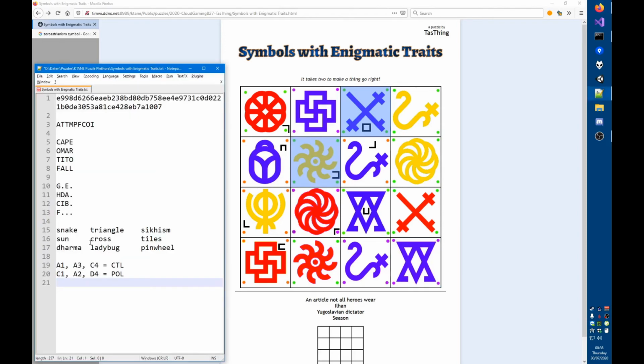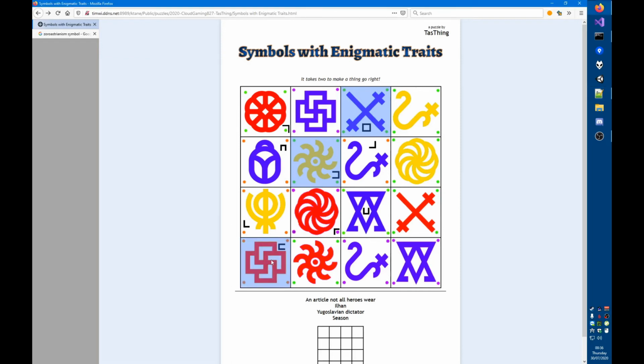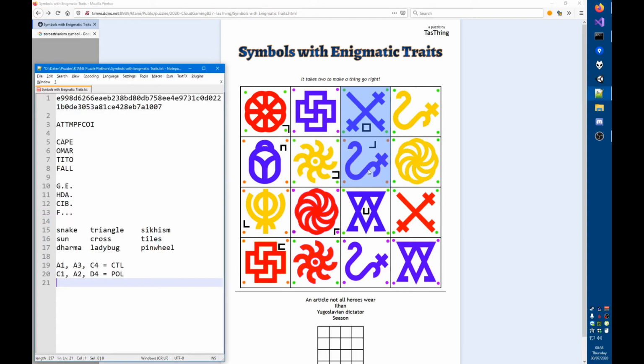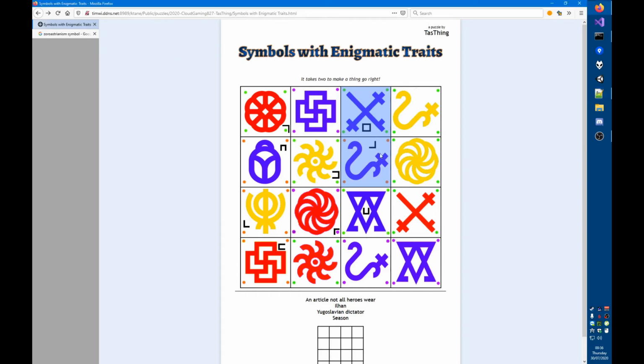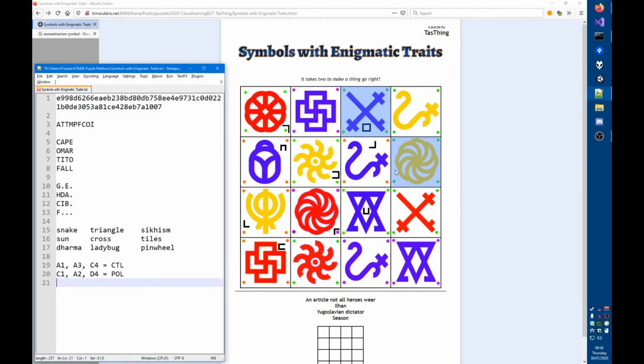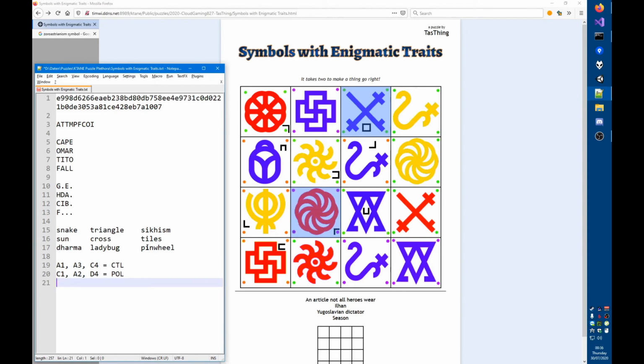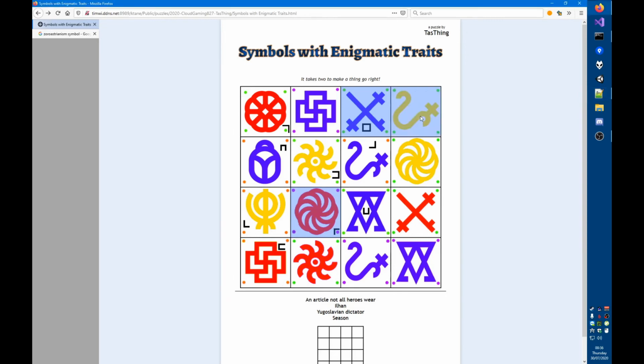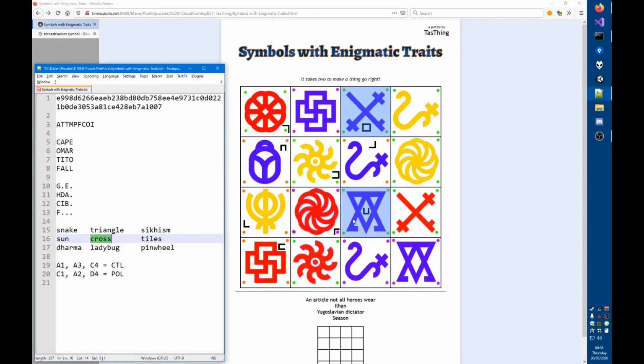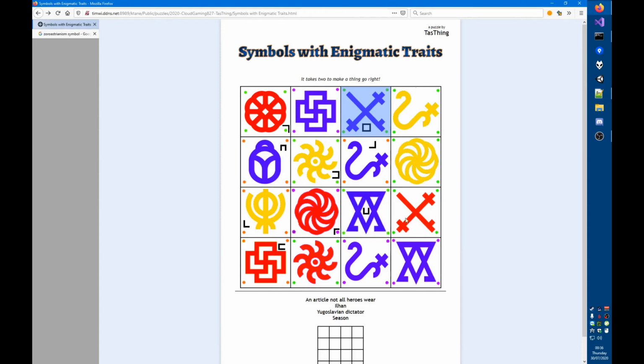Next one. So here we have cross and sun. We need tiles in red, which is that, but we need it with green dots. Let's see, cross and snake requires pinwheel in blue, we don't have that. Cross and pinwheel therefore requires snake in red, we don't have that. Cross and Sikhism requires Dharma in red. Yep, the dots don't match or don't work. Here we have a pinwheel and a cross, so we need a snake in yellow, and the dots don't work again. Cross and triangle. Ladybug. Okay, again, dots are not green.